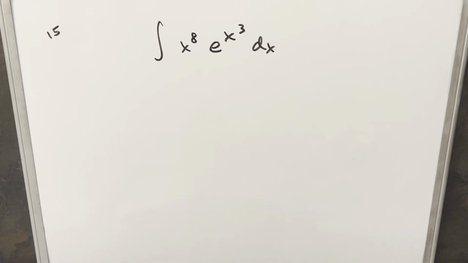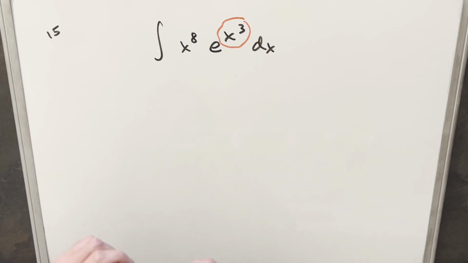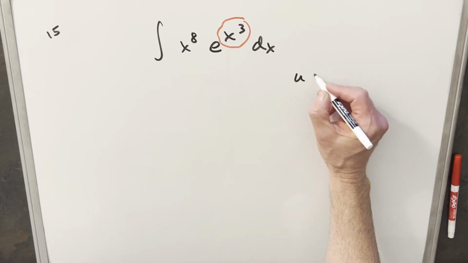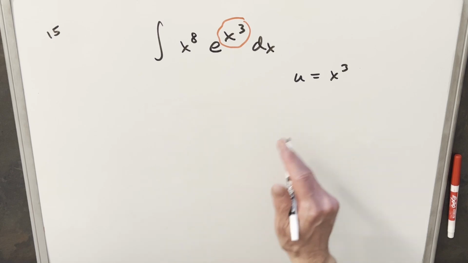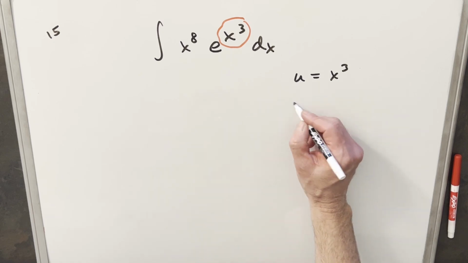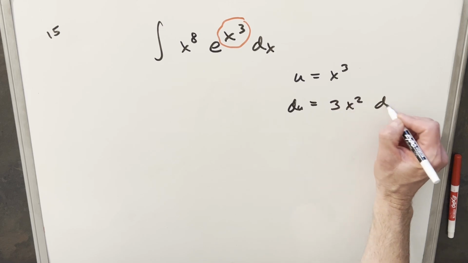Okay, now at first this looks kind of tricky because we have x cubed here. We really don't want that. So what I want to do first is I really need to simplify that. And so what I'll do is we'll just try a u substitution on this. So I'll just set my u equal to x cubed, simplifying this exponent. Then let's take a derivative. So for du, we end up with 3x squared dx.